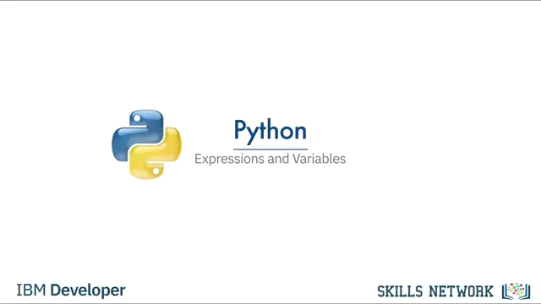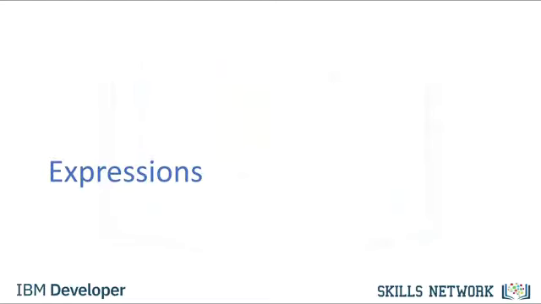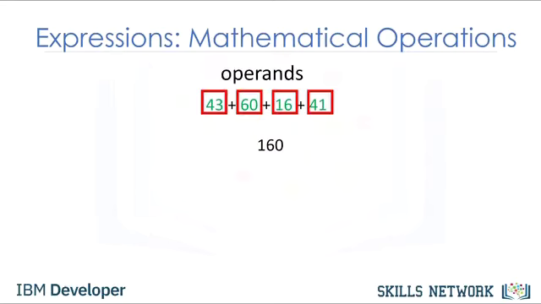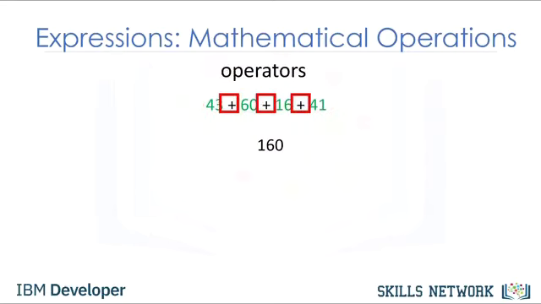In this video, we'll cover expressions and variables. Expressions describe a type of operation that computers perform. Expressions are operations that Python performs. For example, basic arithmetic operations like adding multiple numbers. The result, in this case, is 160. We call the numbers operands, and the math symbols, in this case addition, are called operators.